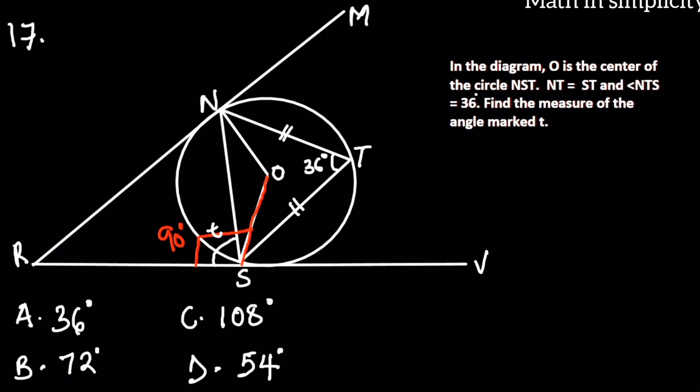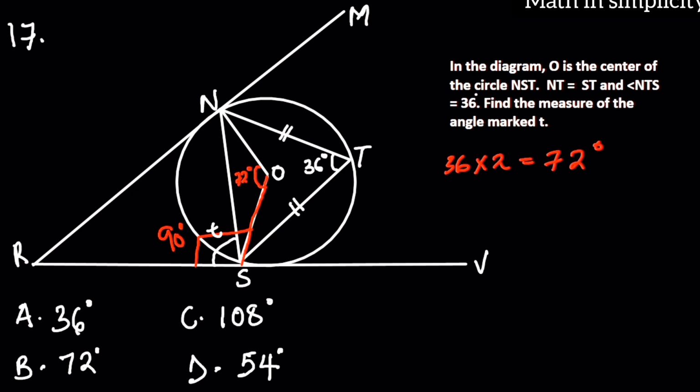And then another thing we need to know is that the angle at the center of the circle is double that at the circumference. So if this is 36 degrees, this angle formed here will be double 36. So that angle will be equal to 36 times 2, which will give you 72 degrees. So this angle here is 72 degrees.